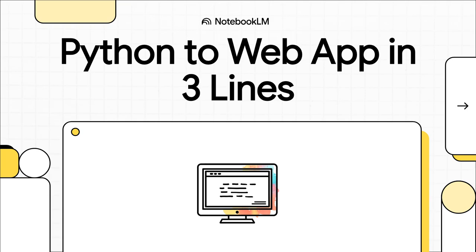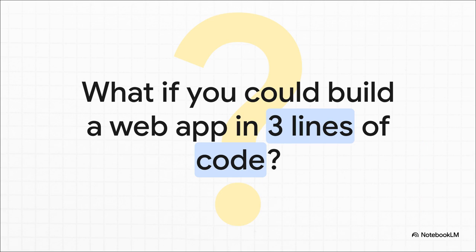Hey everyone! Today we're going to tackle something that is honestly a total game changer for anyone who writes Python. We're talking about how to turn your code into a real, full-blown interactive web app in just about 3 lines of code. Yeah, you heard that right. No, seriously? Just stop and think about that for a second. All those awesome scripts you've written, the data tools, the machine learning models, what if you could just share them with anyone, anywhere in the world, just by sending a simple link?